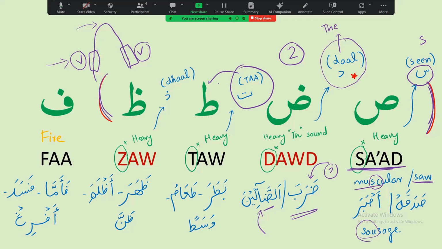To differentiate their sounds, the first one is an empty mouth. The second is a heavy mouth. For the second, the tip of the tongue actually touches the back part of your upper teeth with strength as well.